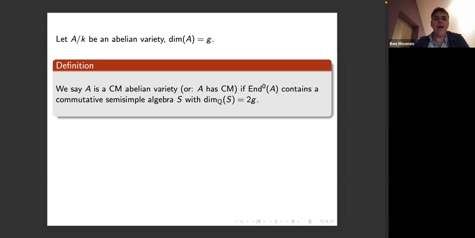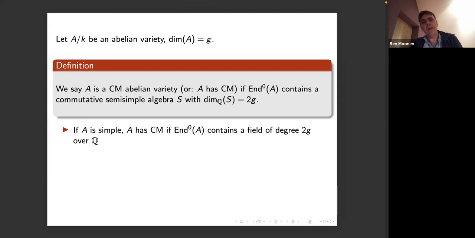We say that if you have an abelian variety of dimension G, in fact, this could be done over any base or any field, then you say it's a CM abelian variety if the endomorphism algebra, the thing I call End with the zero on top, that's the endomorphism algebra with Q coefficients, contains a commutative semi-simple algebra of degree 2G over Q. And that's saying basically that the endomorphism algebra is somehow as large as it could be.